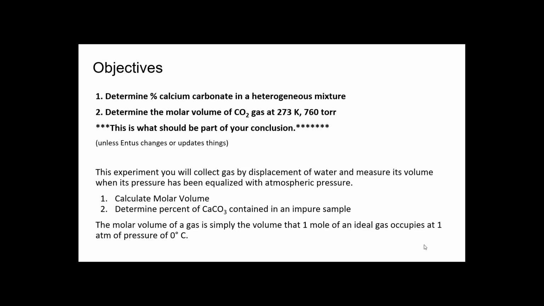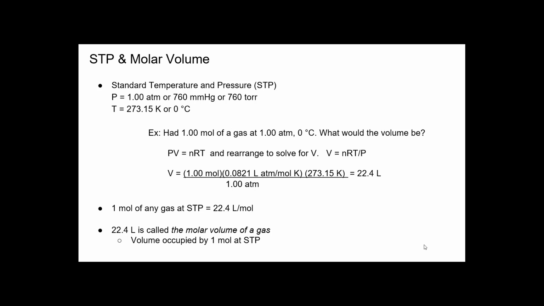In this experiment, you're going to collect gas by displacement of water. The gas is just going to push the water out of the graduated cylinder, and then you're going to measure it. So STP and molar volume: standard temperature and pressure. Pressure is 1 atm, 760 millimeters of mercury, 760 torr, and the temperature is 273.15 Kelvin or 0 degrees Celsius.